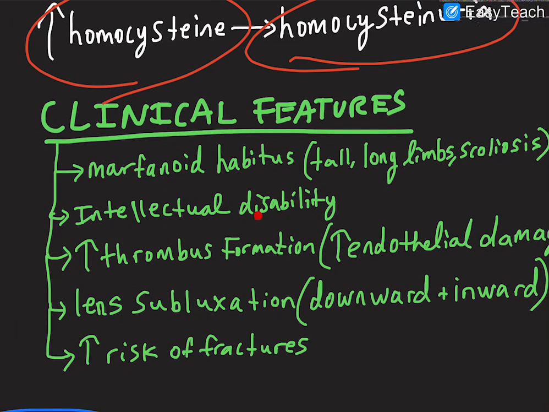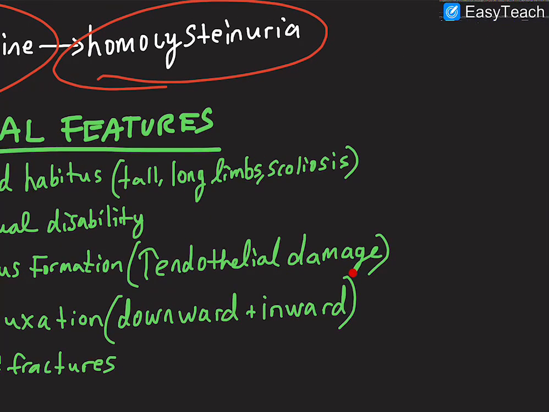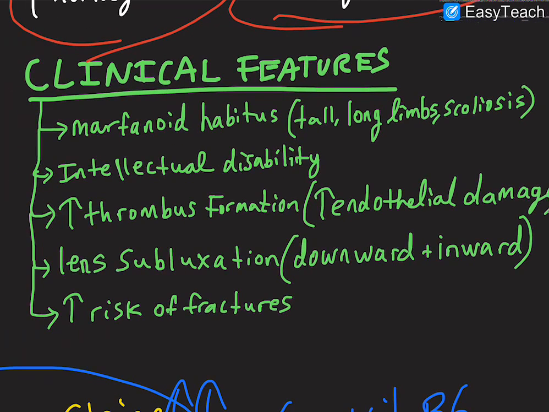You can also see intellectual disability. We already talked about the fact that homocysteine damages your endothelium, which increases thrombus formation. Again, that's due to endothelial damage caused by homocysteine. This can lead to things like atherosclerotic buildup, myocardial infarction, stroke, and so on.